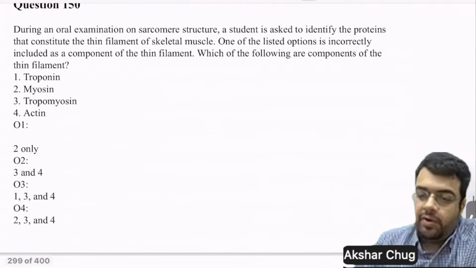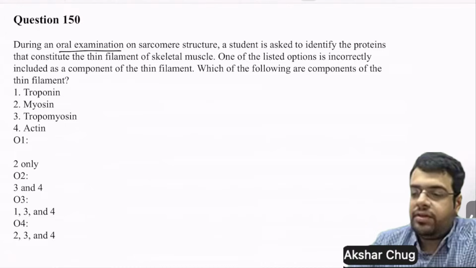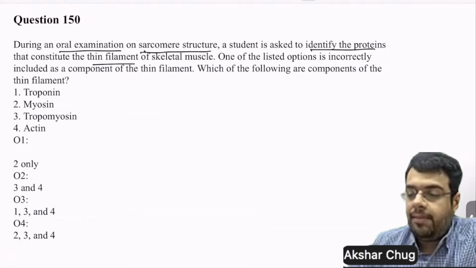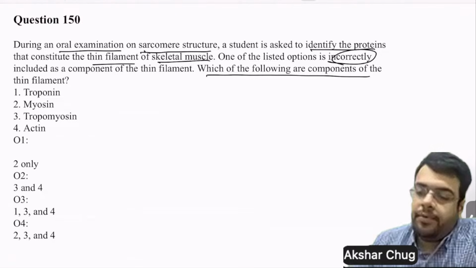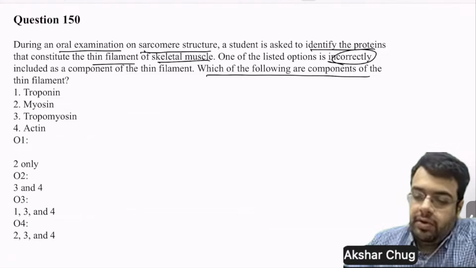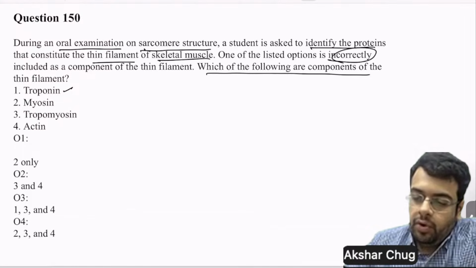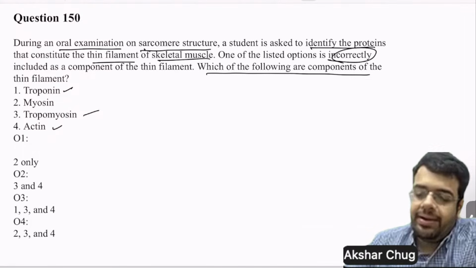Question 150. During an oral examination on sarcomere structure, a student is asked to identify the proteins that constitute the thin filament of the skeletal muscle. One of the listed options is incorrectly included as a component of the thin filament. Which of the following are the components of the thin filament? As we know, troponin, tropomyosin, and actin are all part of the thin filament.